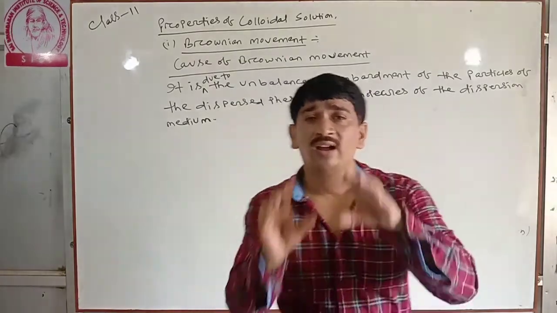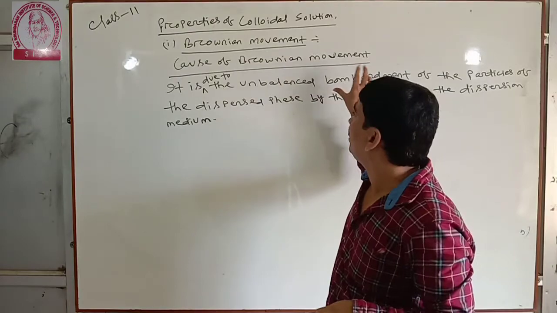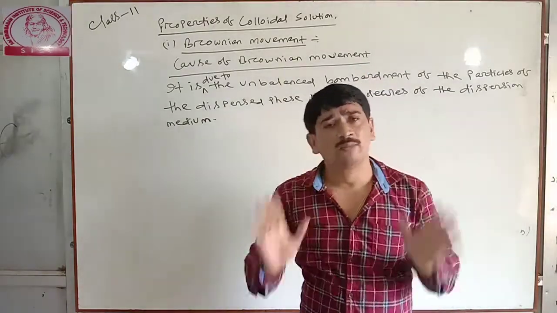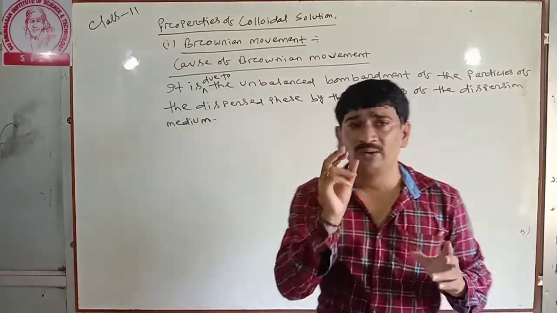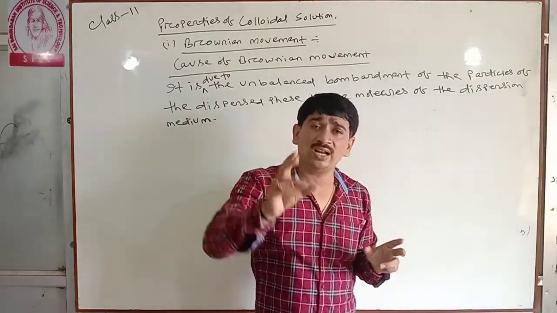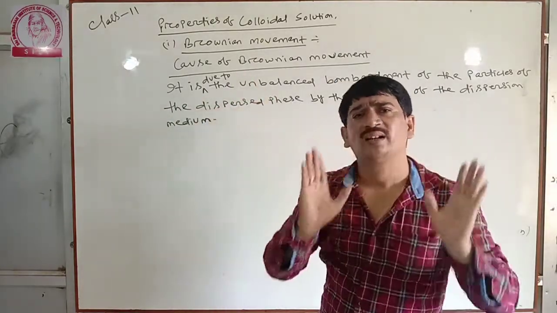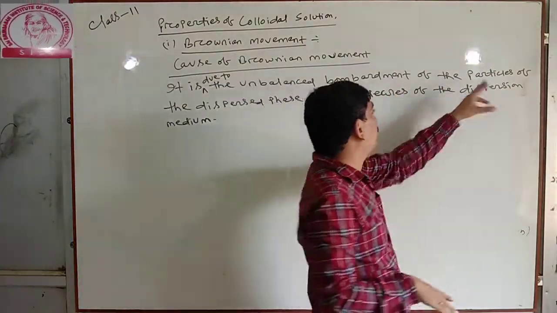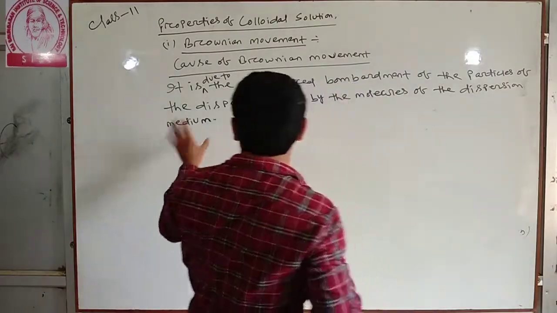So very important point. The first two points, then the figure. Next, what is the cause of Brownian movement? You may write up to this. If you cannot write more, these four points students must write whenever this 2 mark question comes: at least 2 lines, the figure, and this cause of Brownian movement. What is the cause? It is due to the unbalanced bombardment of the particles of the dispersed phase by the molecules of the dispersion medium.